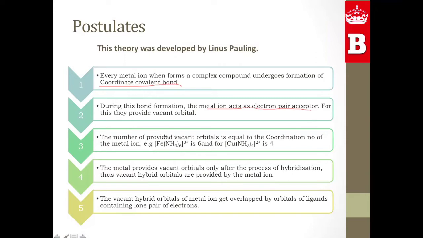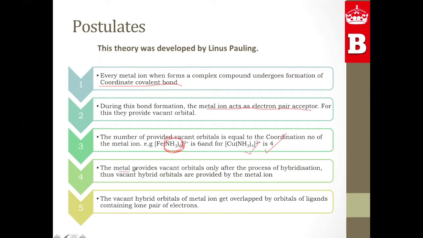Point number 3: for each metal atom, a minimum number of vacant orbitals should be available, depending on the number of ligands. In this case, where iron is attached to its 6 NH3 groups, it needs 6 vacant orbitals. Similarly, for copper, it needs 4 vacant orbitals since there are 4 NH3 groups. So 4 NH3 will require 4 vacant orbitals. This is the basic criteria.